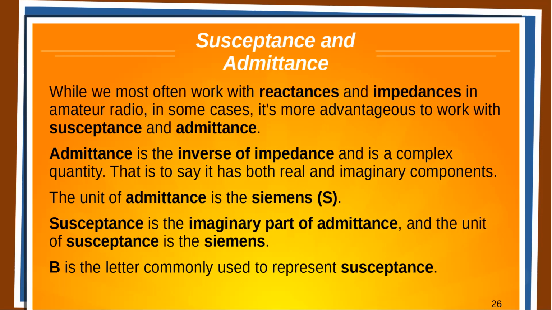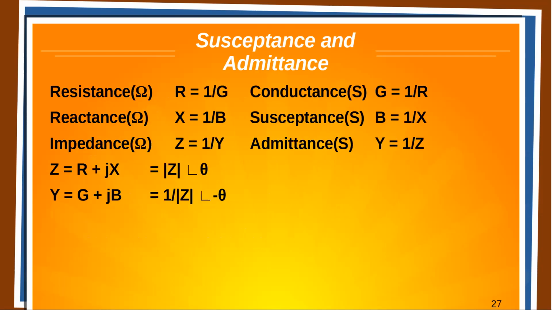So admittance is the inverse of impedance. Susceptance is the inverse of reactance. That's the imaginary part of the admittance formula. And we use B to represent susceptance. We use Y to represent admittance. And what is conductance? G for conductance. So the reciprocal of resistance is conductance G, and it's in Siemens.